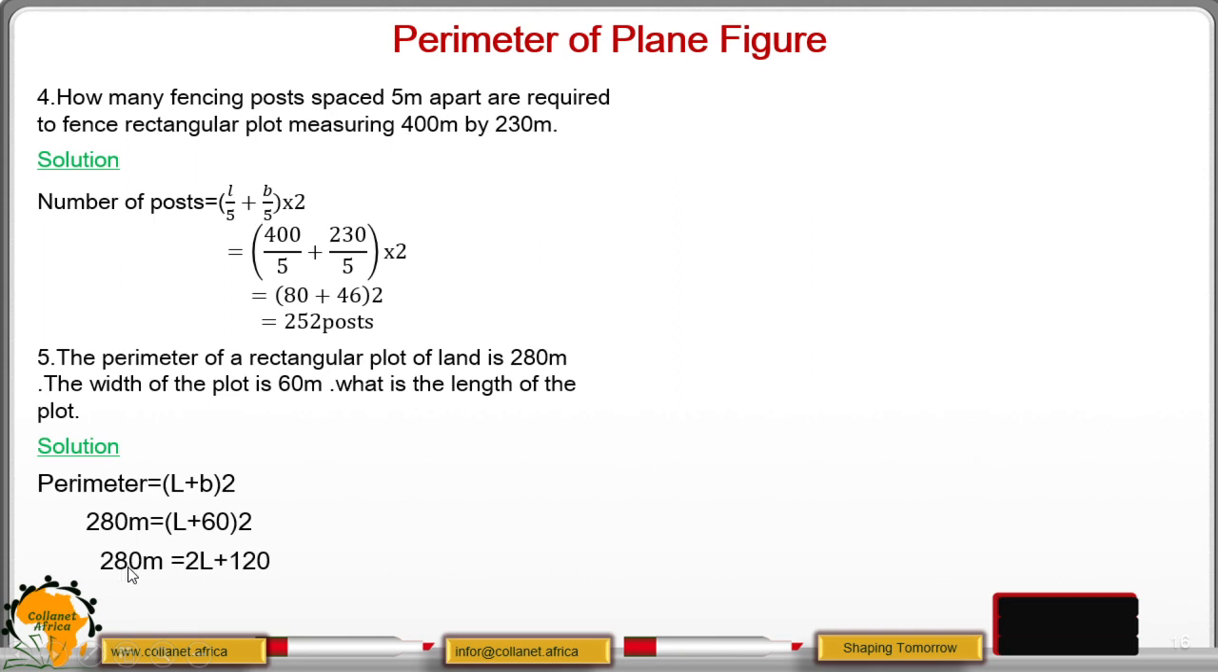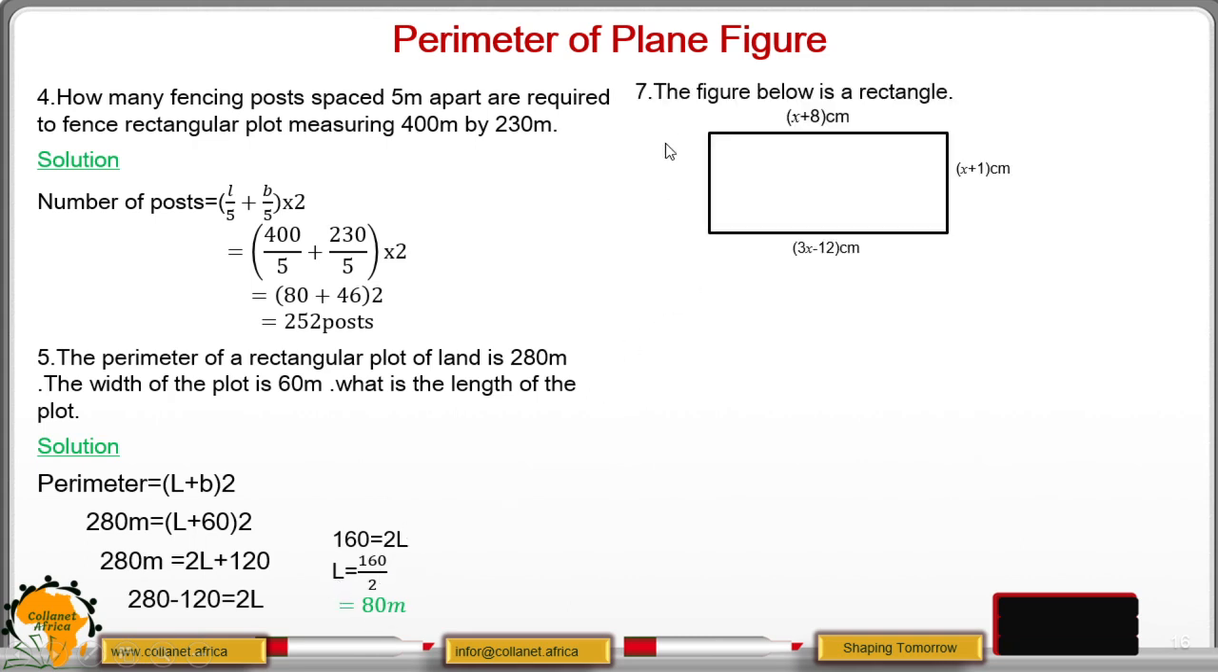So by so doing, you have 280. When you open the bracket, it will be 2 multiplied by L, you get 2L. Then 60 times 2, you get 120. So to get the value of L, we bring the like terms together. You bring this 120 to the other side, and we always do the opposite. If you are adding, you subtract. So it will be 280 minus 120, you get 160, which is equivalent to 2L. To get L, you divide through by 2, and you get that L is 80 meters.